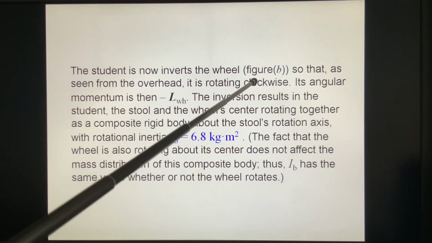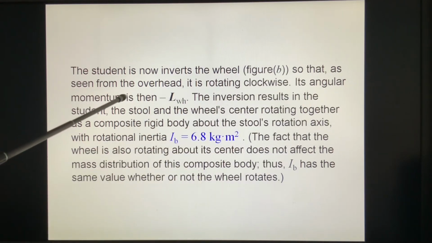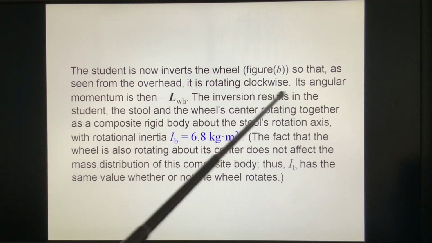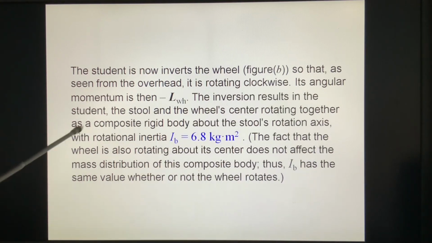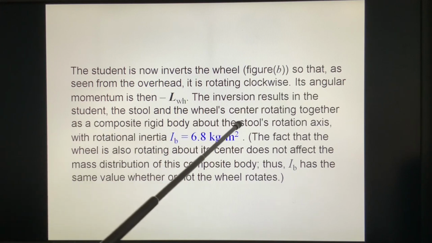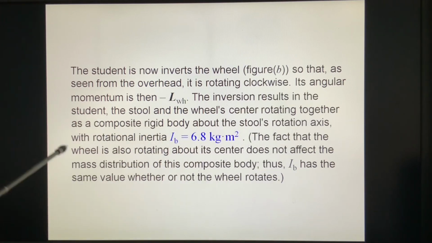That means omega is a negative number. Its angular momentum is then minus L wheel. The inversion results in the stool and the wheel center rotating together as a composite rigid body about the stool's rotation axis, with rotational inertia I_B of 6.8 kg·m². The fact that the wheel is also rotating about its center does not affect the mass distribution of the composite body. Thus, I_B has the same value whether or not the wheel rotates.